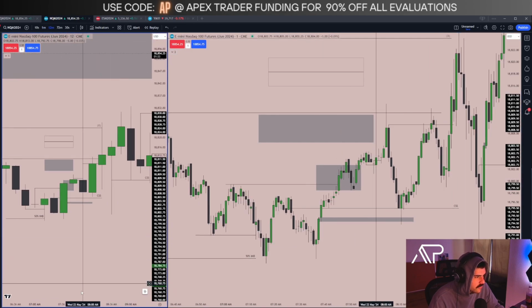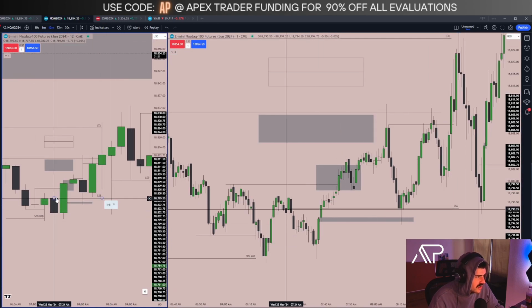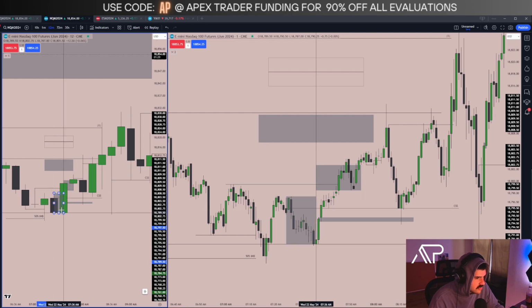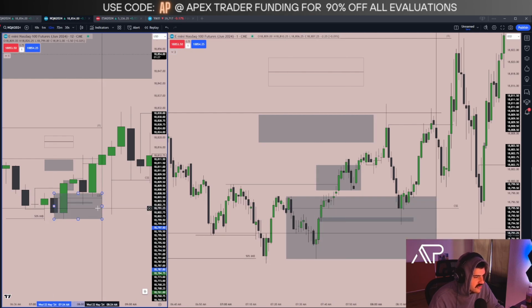We see a beautiful CSS with an imbalance tied to it. Let me get a box on this right here. Okay, higher time frame POI. What do we see there? What do we see on the lower time frame?